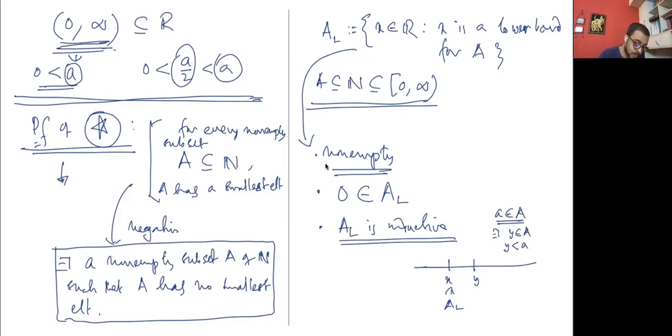Okay. Let me just do one thing. Instead of taking lower bounds from the set of all real numbers, let's restrict this a little bit. Let's take lower bounds coming from the set of natural numbers and see if it helps. So even then, this is going to be non-empty because 0 is going to be in this set A_L. Okay.